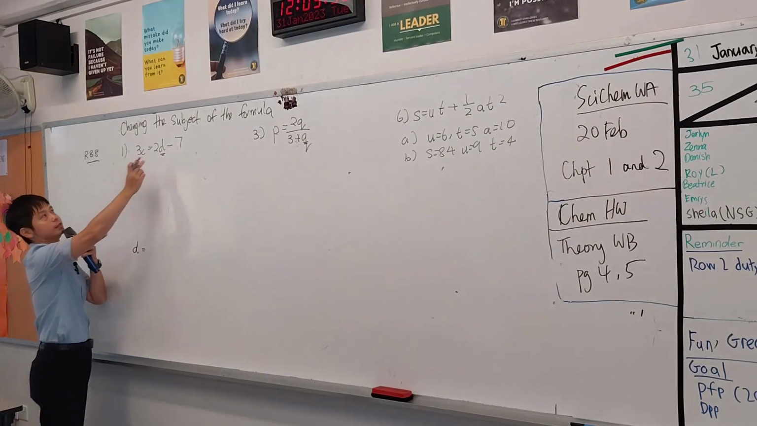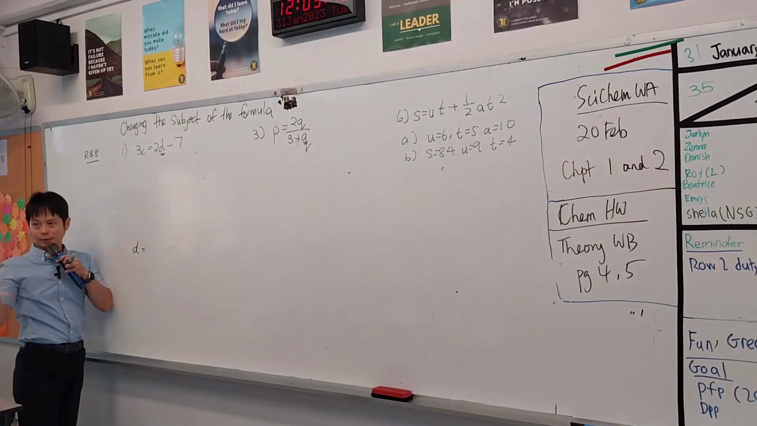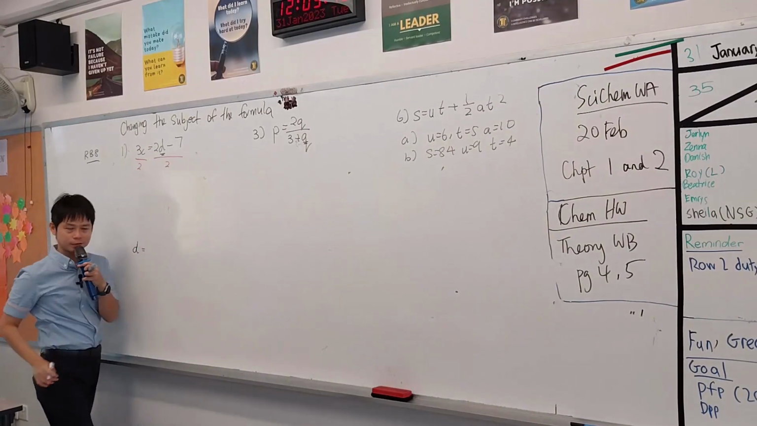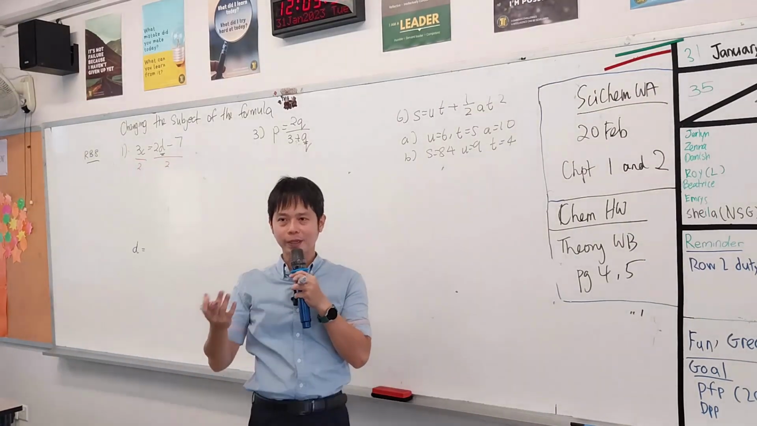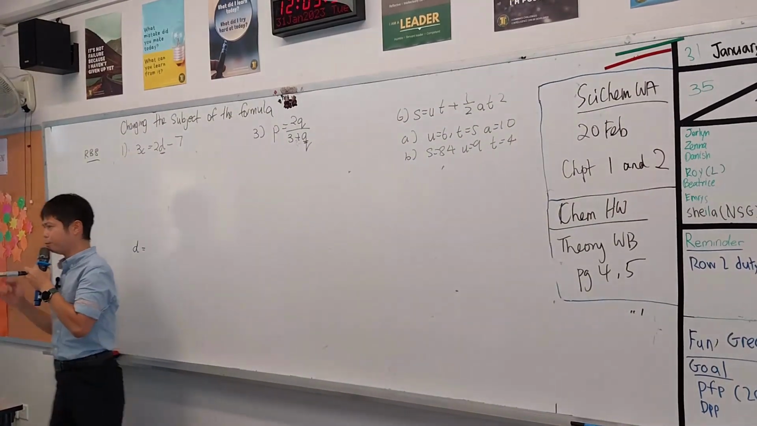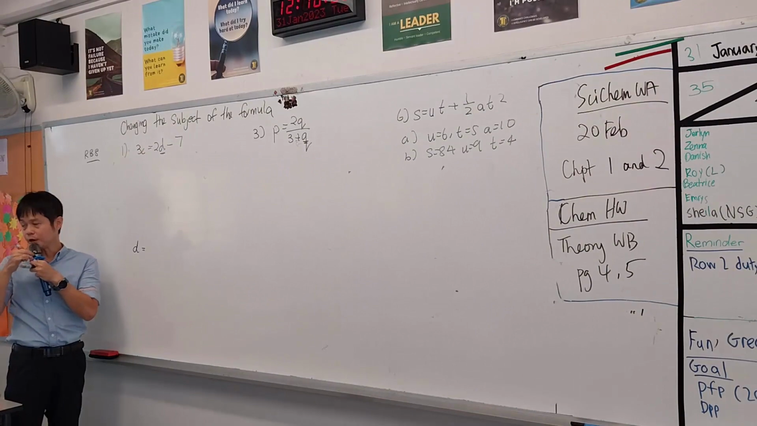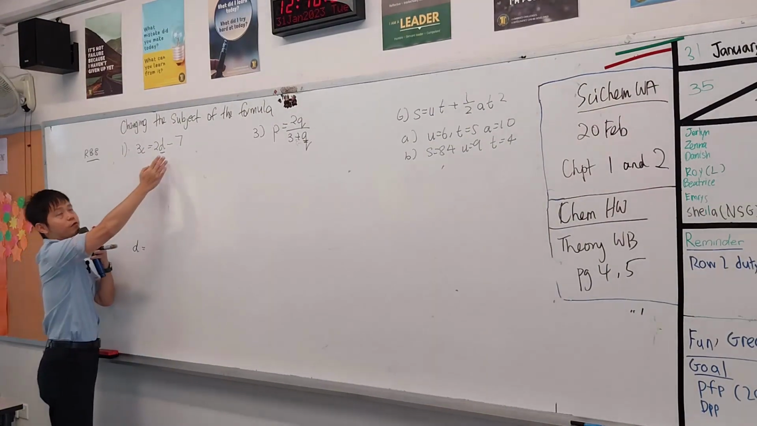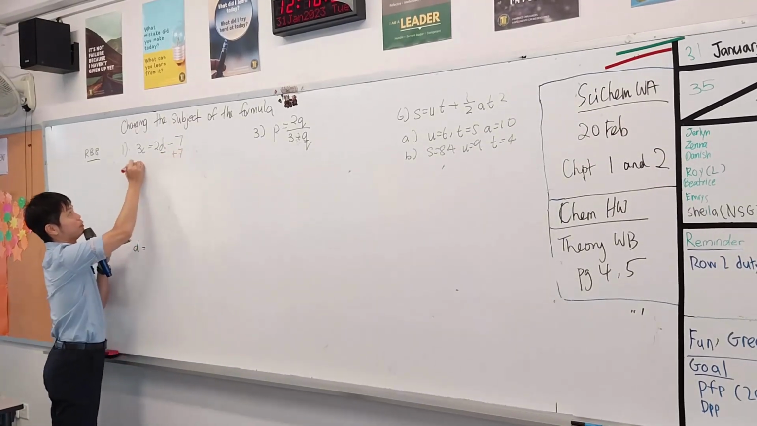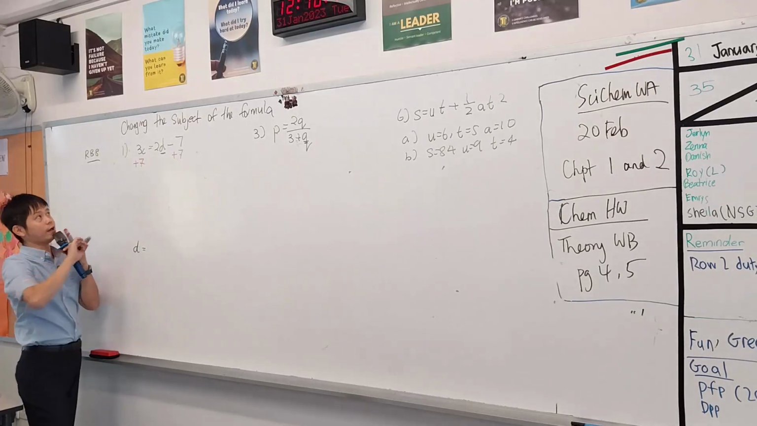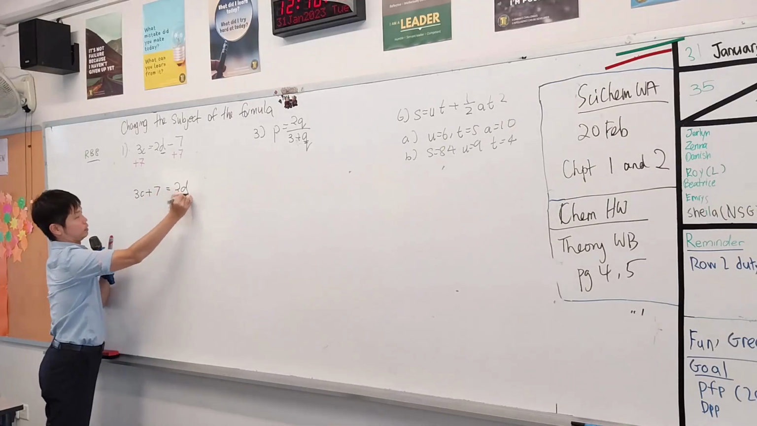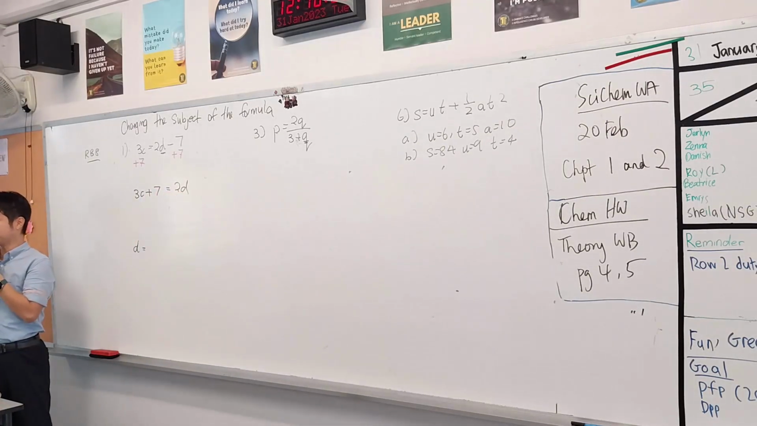To remove the 2, this is 2 times D, right? So I must divide by 2. Imagine I divide by 2 here and I divide by 2 here. It will make the thing even more complicated. So instead of removing the 2, I have to remove the -7. By doing the reverse operation, to remove a -7, I must plus, so I will +7 here and I will +7 here. And I will have 3C plus 7 equals to 2D. Doesn't it make it much easier now?